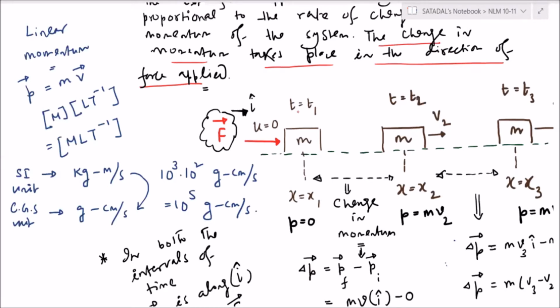Yes, Sriram. Sir, in changing momentum, the velocity may change, but the mass remains the same, na sir? I am coming to that point. Just wait for some time. I'm coming to that point. Okay, sir.